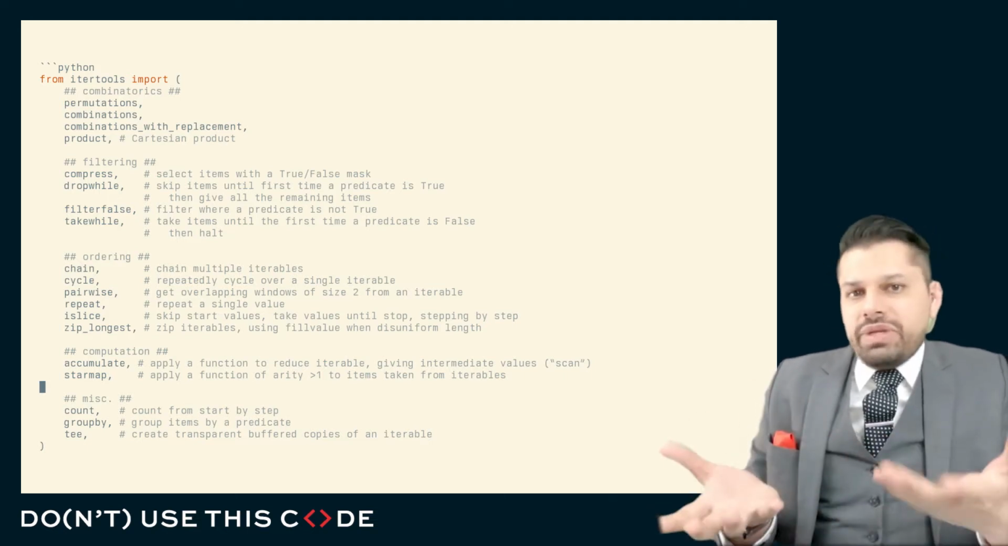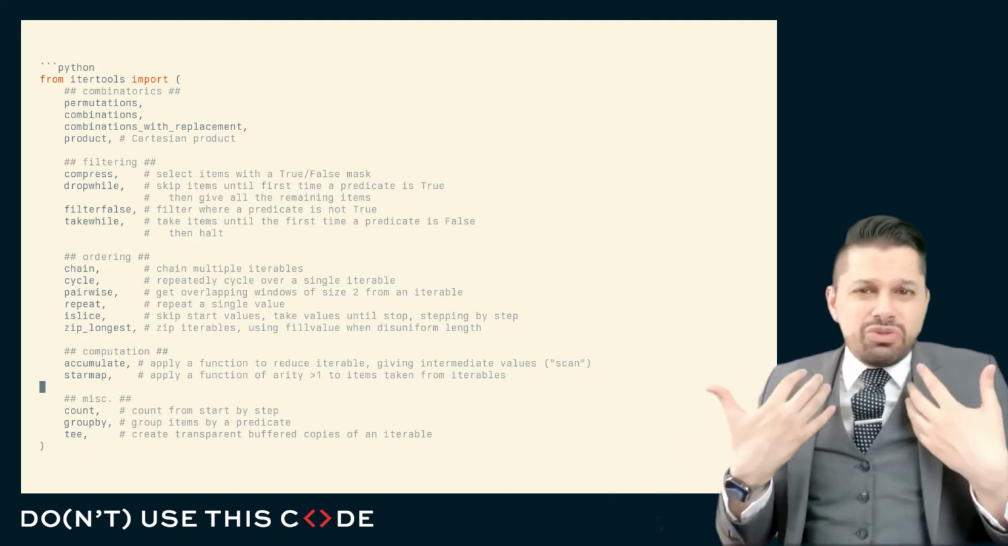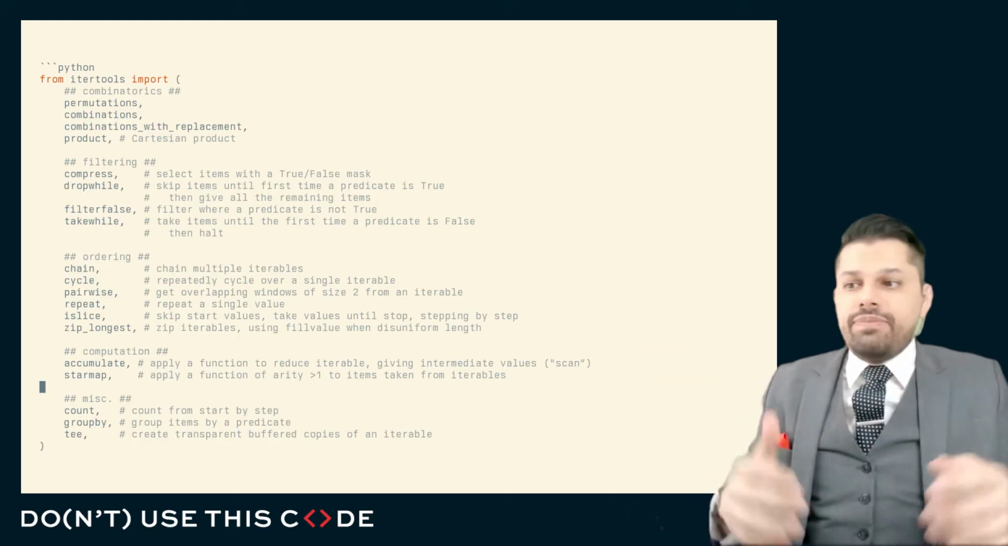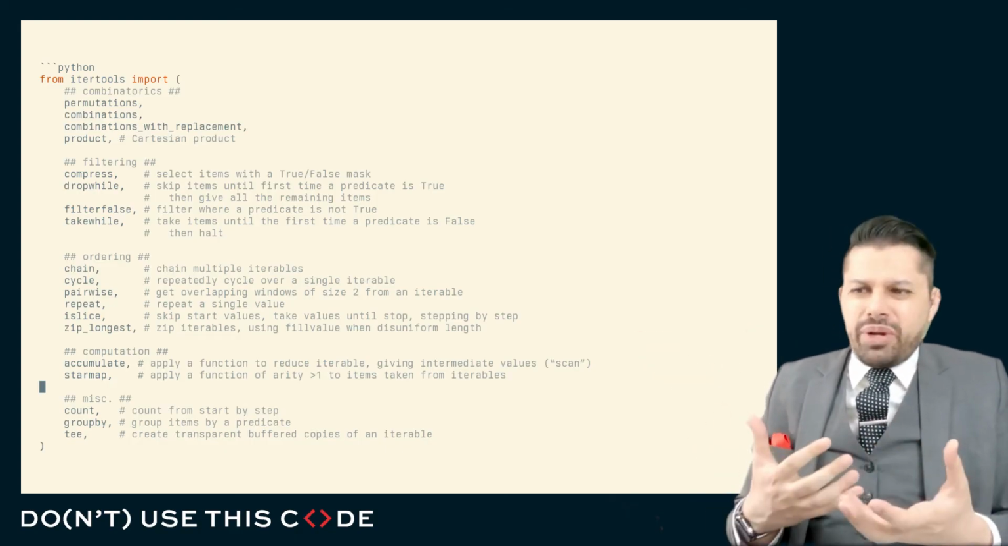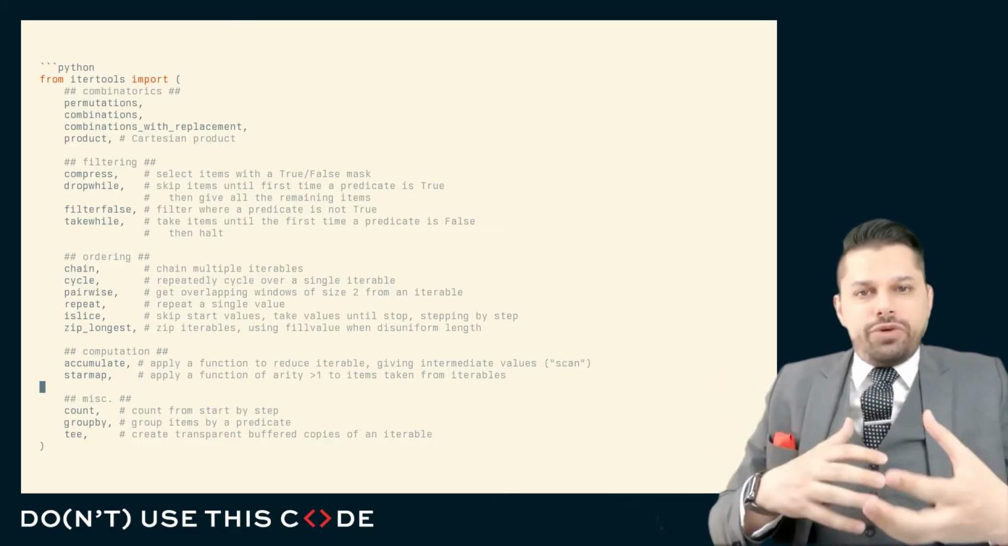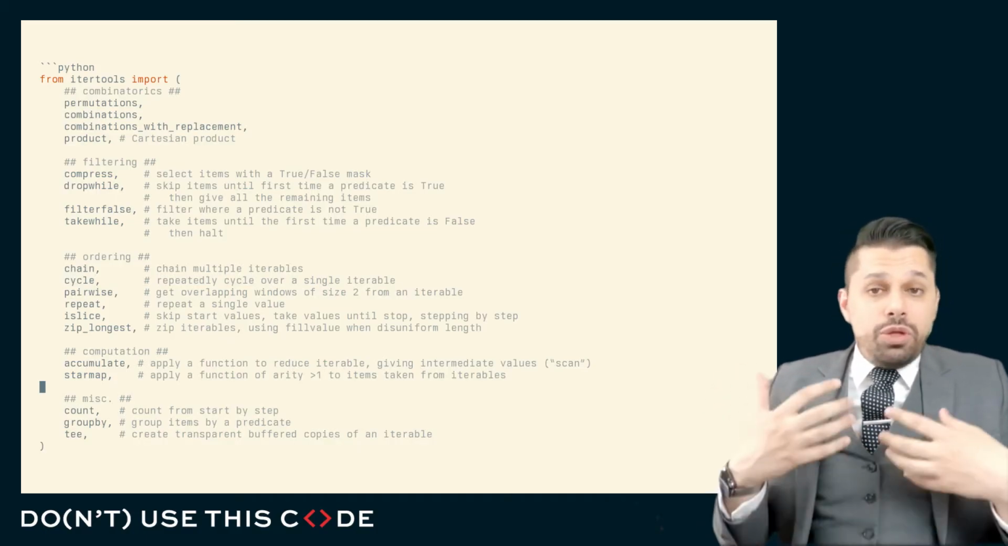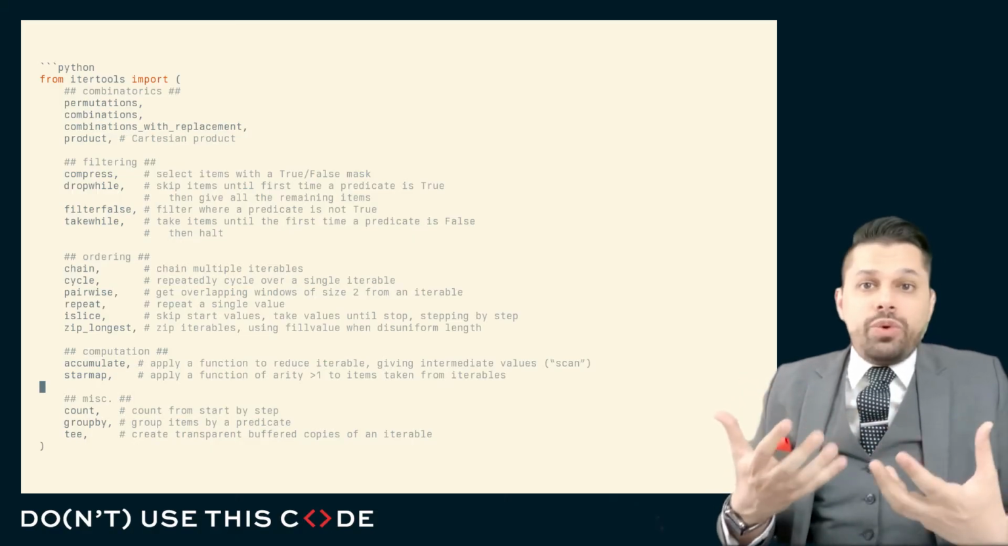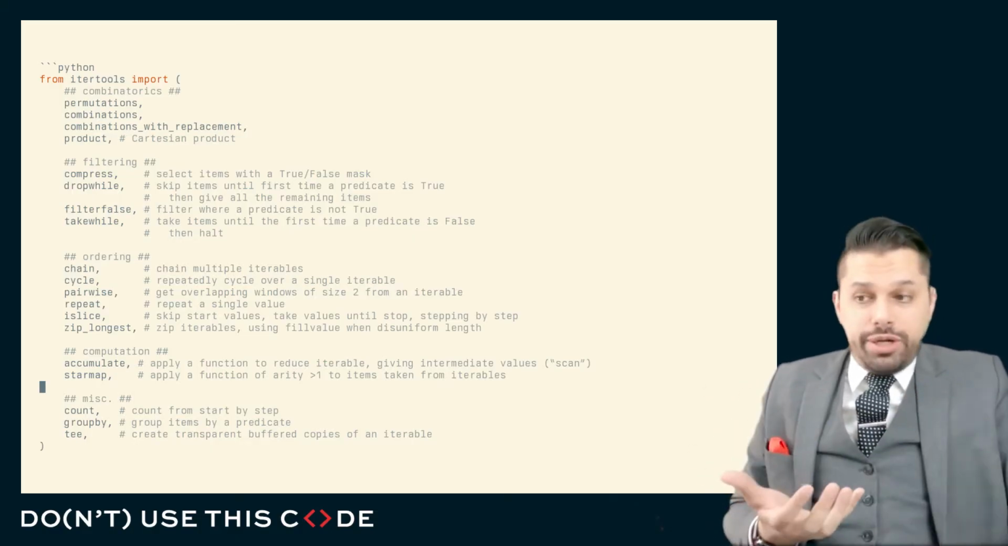We also have some miscellaneous. Count just counts from some starting point to infinity. Group by allows you to group things by some predicate, and T is very interesting and incredibly useful. It creates transparent buffered copies of some iterable, and it's something that we'll definitely need to use if we're working with some non-concrete data like a generator.